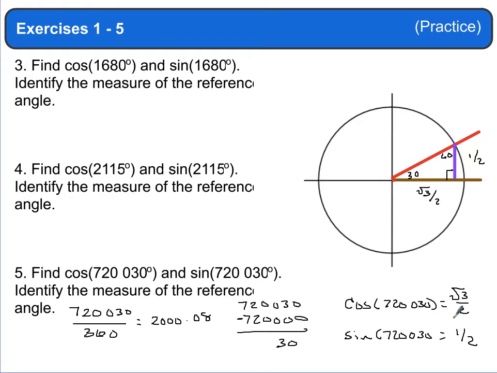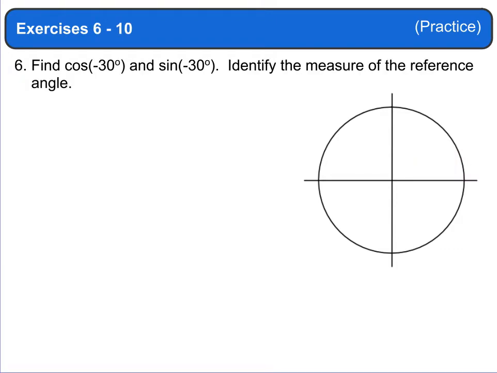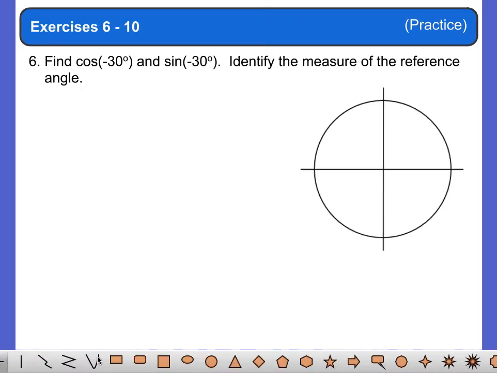Now, on the other thought of this, if we go to exercise number 6, what if we had negative 30 degrees? Now, we're not doing anything really that different. So if our initial ray is here, if positive 30 degrees is right here, meaning I'm rotating counterclockwise every time, if I want to go negative 30 degrees, that means I'm going to go 30 degrees clockwise. So I'm going to go in this direction.